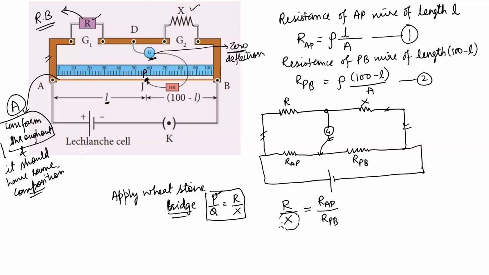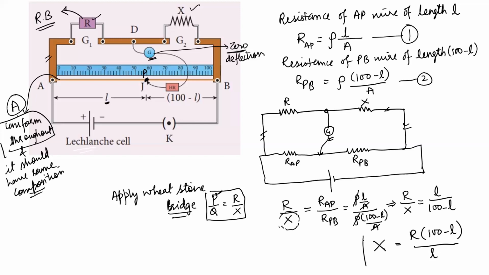So to determine X, we are placing the values of RAP and RPB. For RAP, we are going to write rho L by A. And in place of RPB, we are going to write rho into 100 minus L upon A. So rho and rho get cancelled out, A and A get cancelled out. What we get is R upon X equal to L upon 100 minus L. So X can be determined as R into 100 minus L upon L.